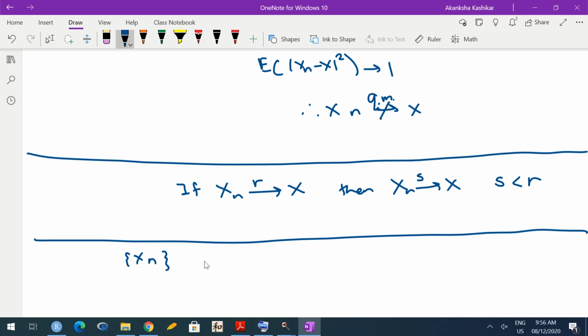Suppose Xn is a sequence of random variables. Then Xn converges in quadratic mean to a degenerate random variable, that is a constant b, if and only if the expectation of Xn converges to b and the variance of Xn converges to 0. And if and only if means the condition is necessary as well as sufficient. Okay, the proof is quite easy. You can try to write down the proof.